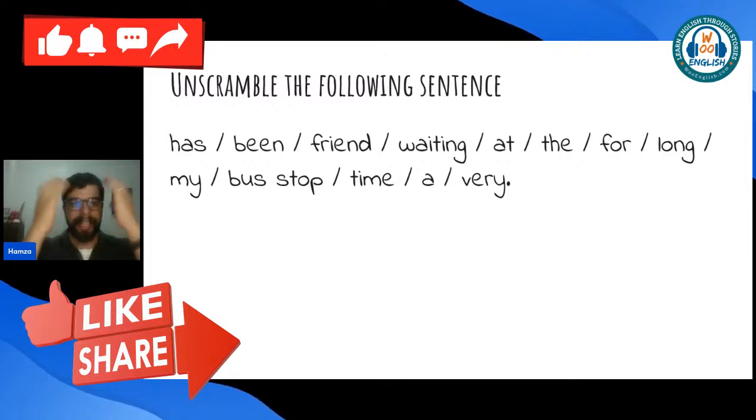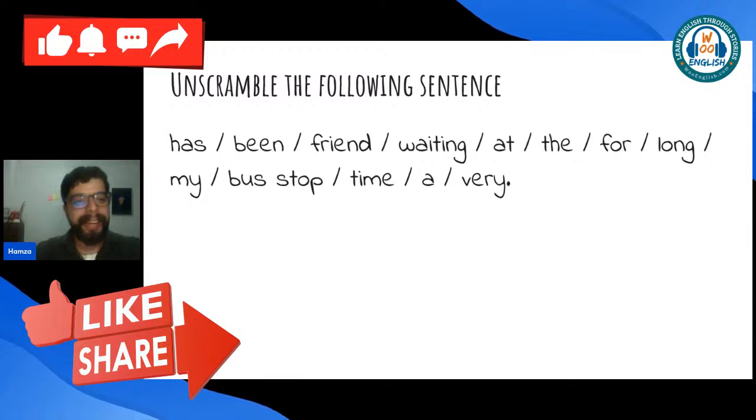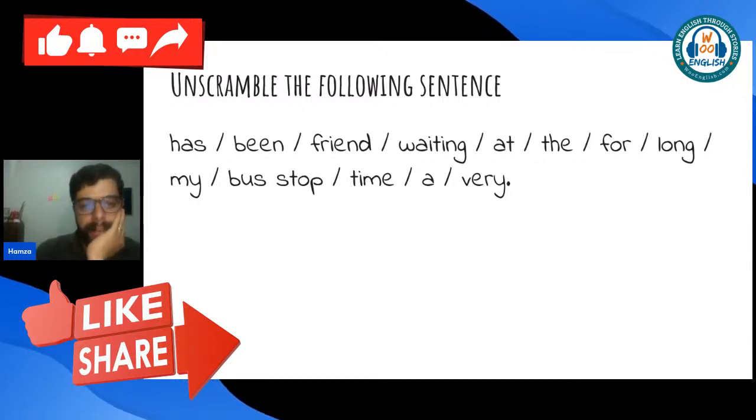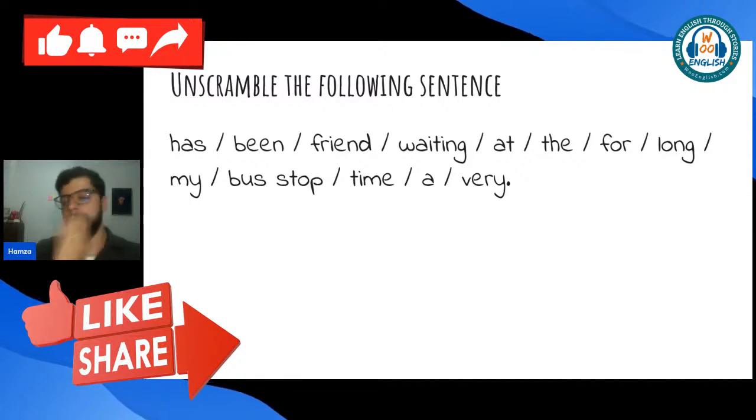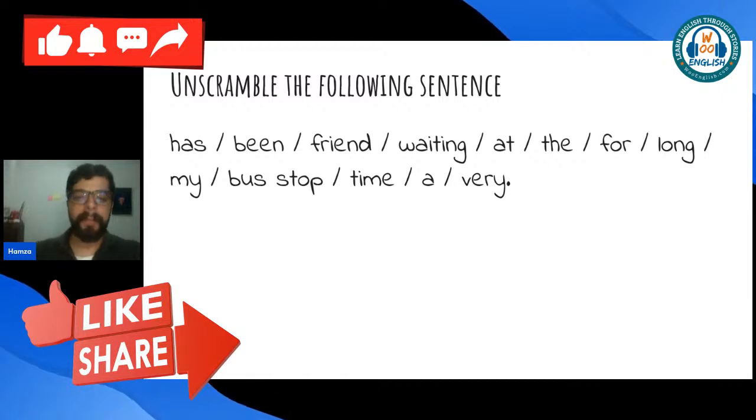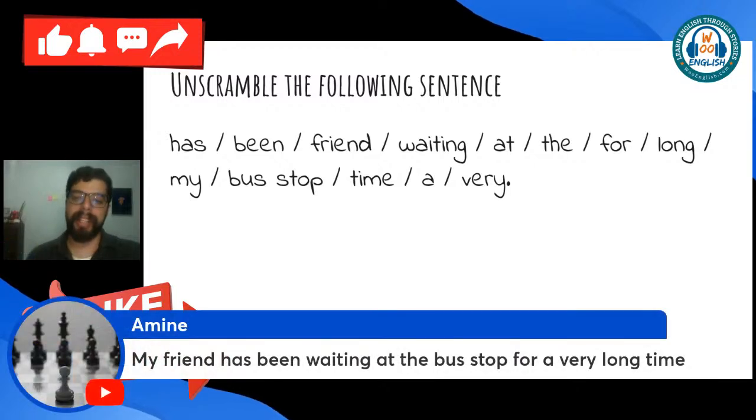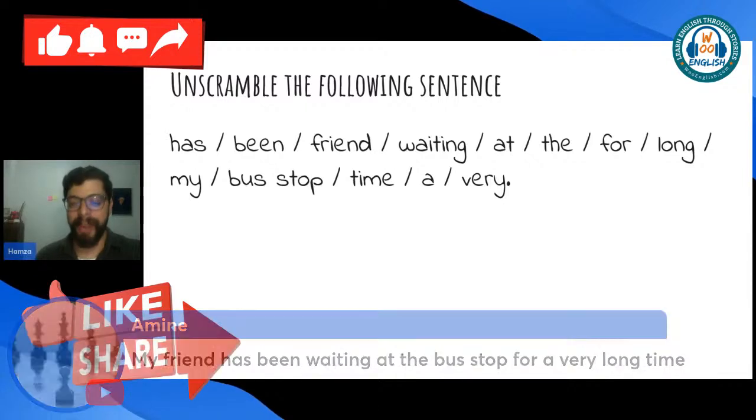What's going on in the sentence? Has been friend waiting at the for long my bus stop time a very. Wow, now this is a very complicated one. And even if you figure out the correct one... I mean, that was fast. Amin says, my friend has been waiting at the bus stop for a very long time. You did it, my friend.